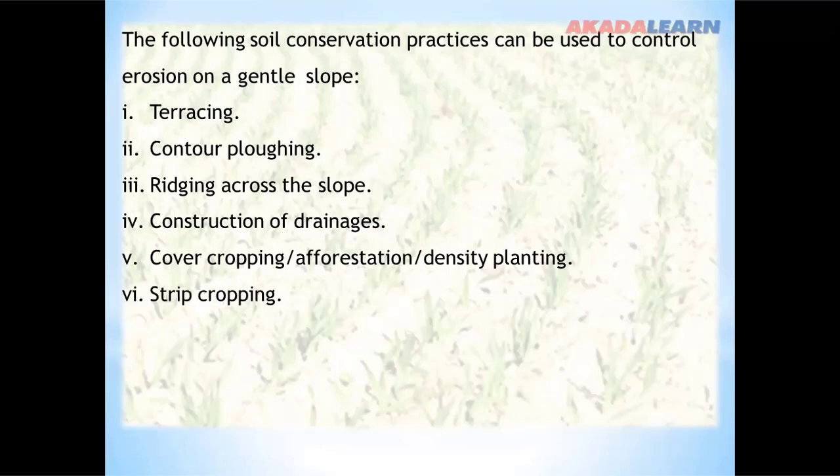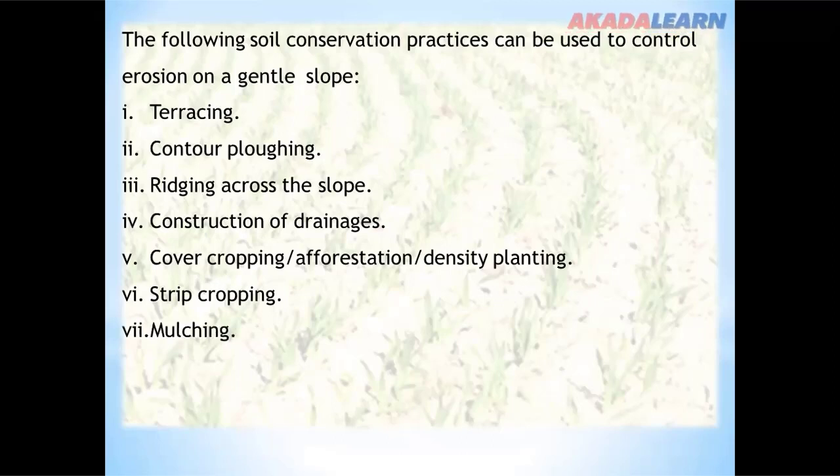The next conservation practice is strip cropping. Planting of crops in rows along the contour, interspersed by rows of uncultivated area or fallow to retard water runoff across the slope. It also entails planting of different crops with different growth characteristics in alternate rows along the contour and across the slope to check runoff.